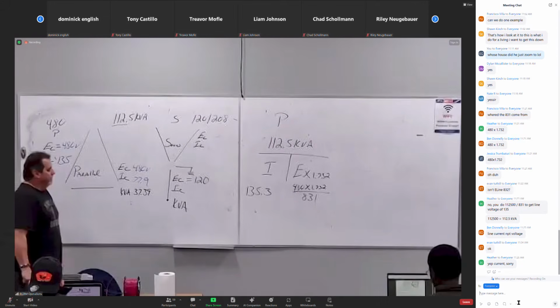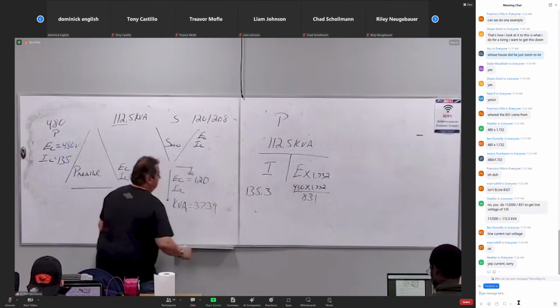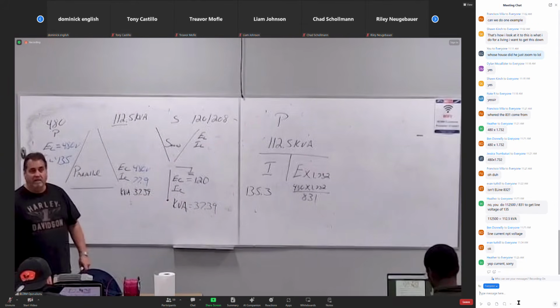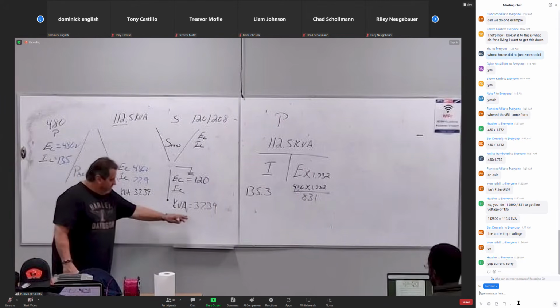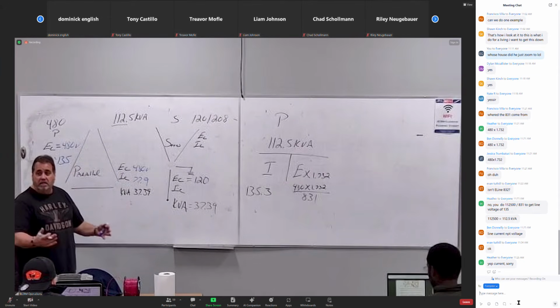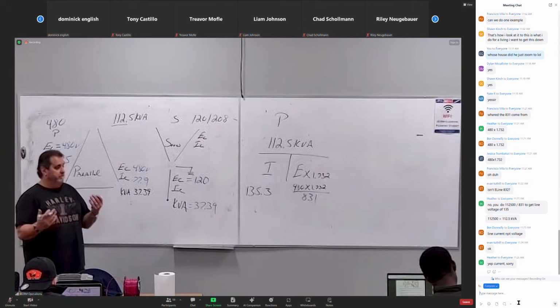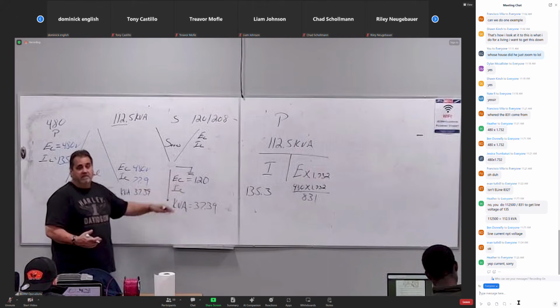Right? My KVA is 37.39. Can I solve for my coil current? Look what I got. I've got 120 volts single phase and 37.9 KVA in power. Can I solve for current? Yeah. How do I solve for current? P divided by E. It's going to give me current.